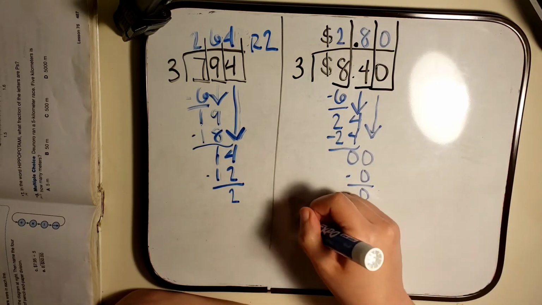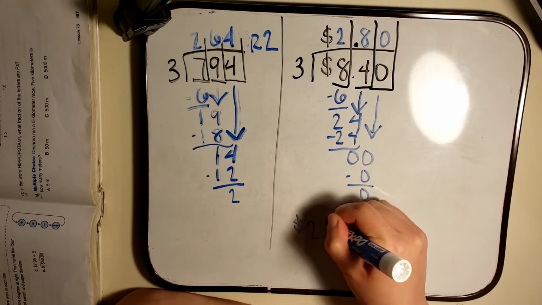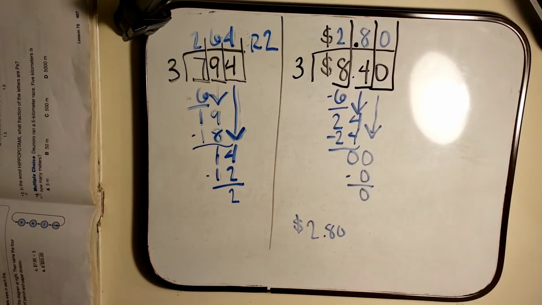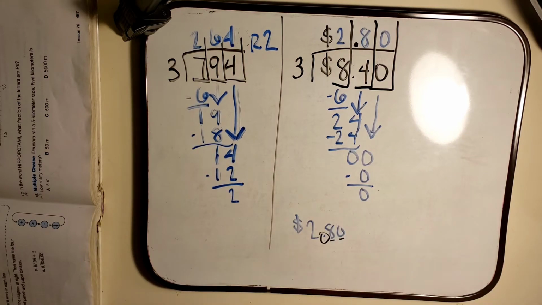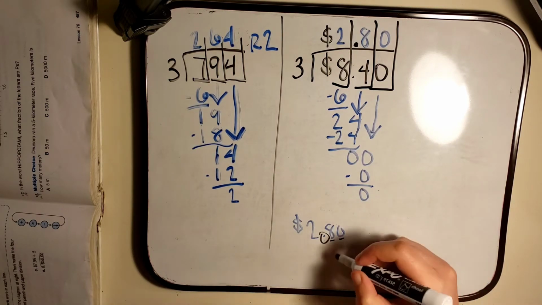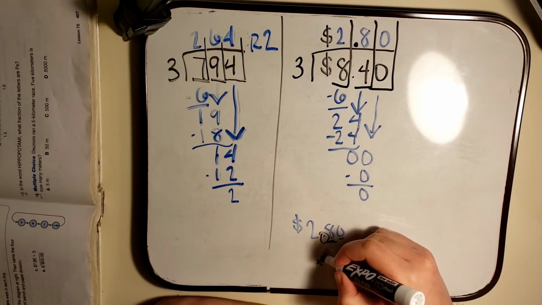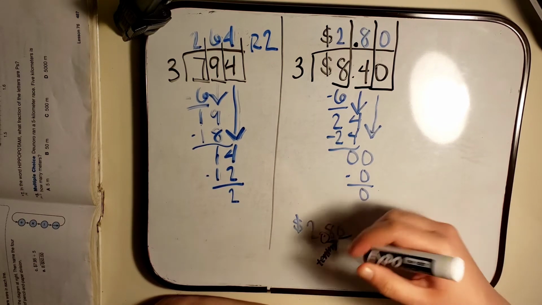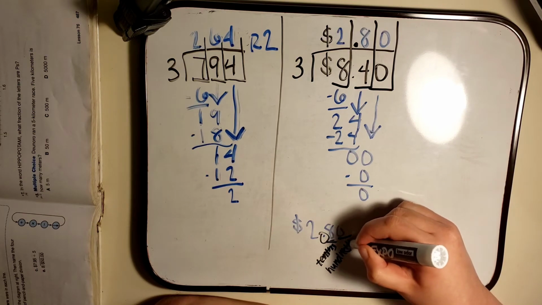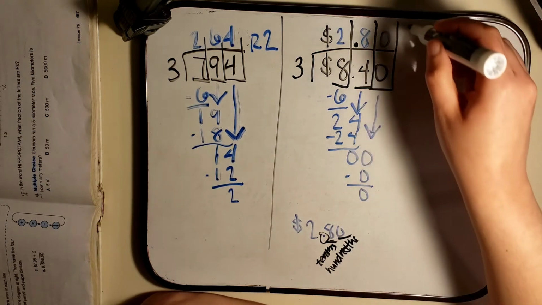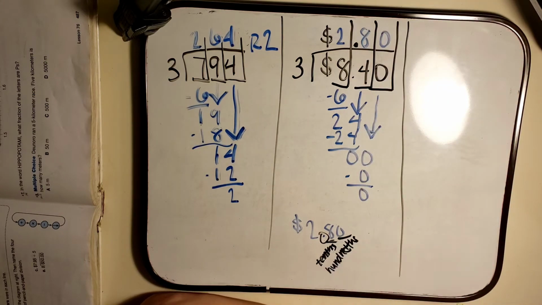So our answer would be $2.80. And I made sure I put that decimal right there where it belongs. So you still got to put your decimal, and remember there's the ones place value, then decimal, then this is our tenths and this is our hundredths. It's a little messy, sorry, but remember about your tenths and hundredths place values.